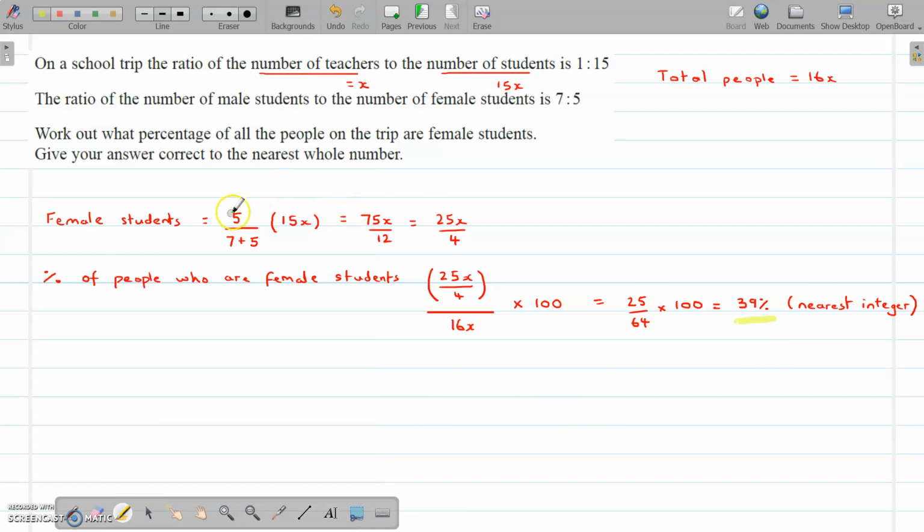So we didn't actually need to work out the number of male students or anything, but you've just got to be really careful to get the quantities you need and isolate them from the rest of the information.